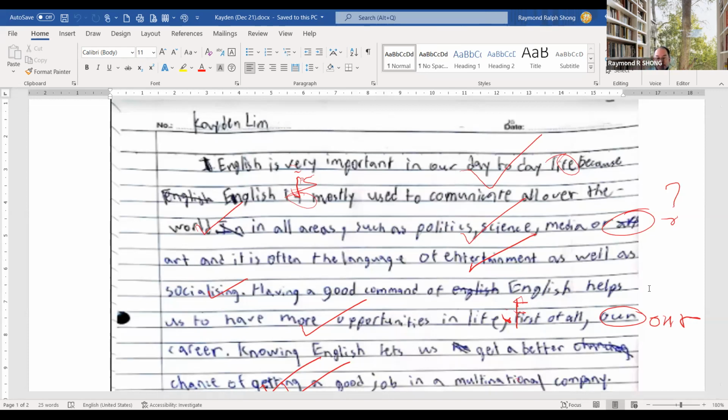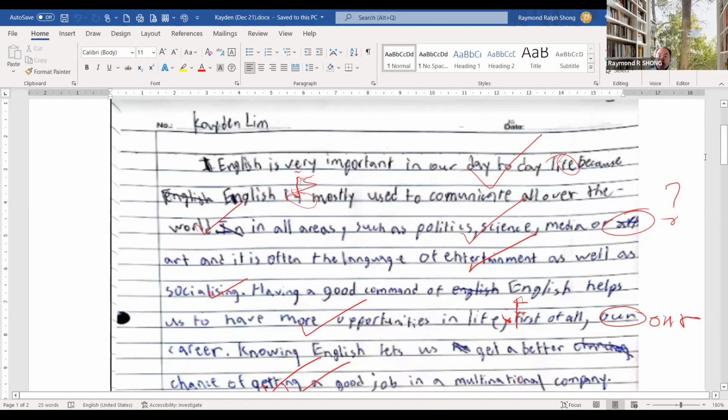Let's read on, Kaden. In all areas, such as politics, science, media, or art, and it is often the language of entertainment as well as socializing. Having a good command of English helps us to have more opportunities in life, such as, first of all, our career. Knowing English lets us get a better chance of getting a good job in a multinational company. Is this all written by you or did you do research on this, Kaden? My mother helped me a little bit.